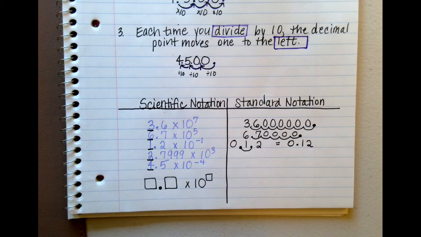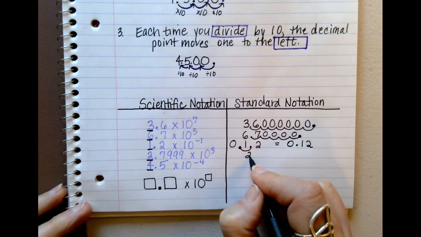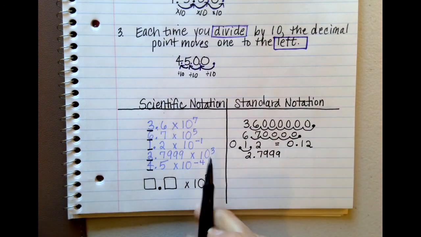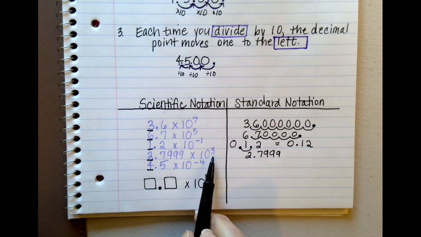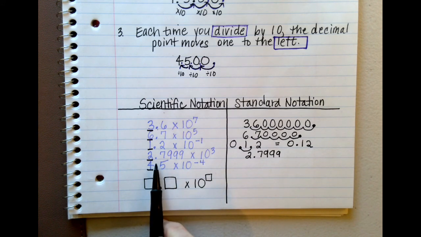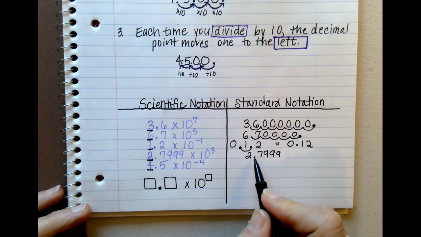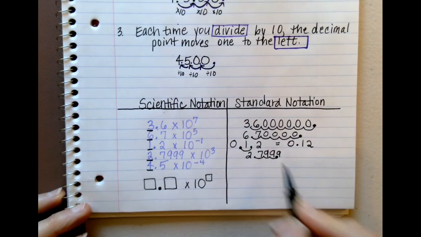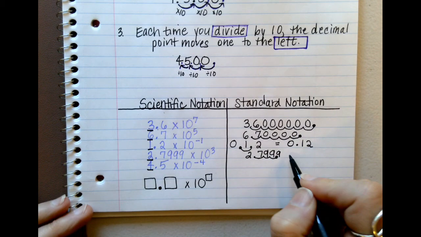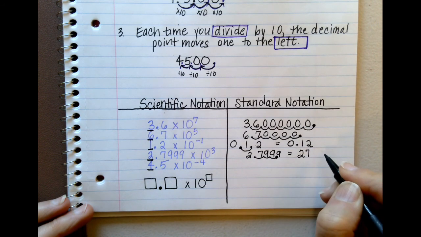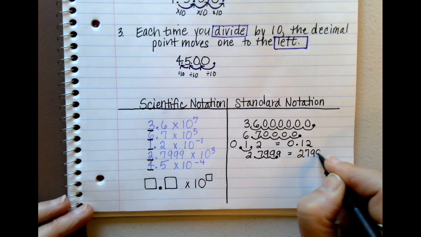Okay. Let's look at the next example. You started with 2.7999, and my exponent says a positive 3. So I'm going to move this decimal point 3 spaces to the right. 1, 2, 3. So my decimal point lands here. It didn't clear my number. That's okay. That means I landed with, or ended up with, 2799.9.